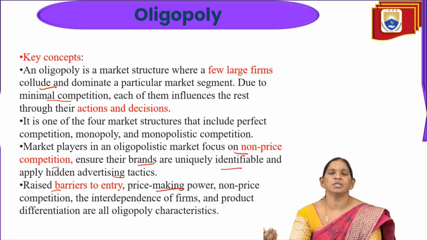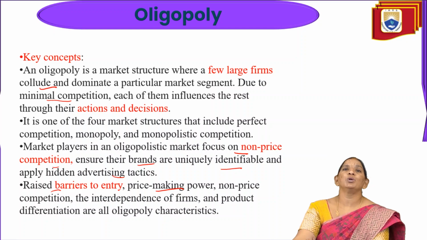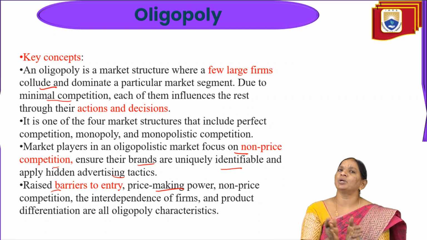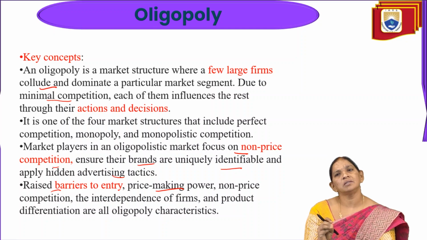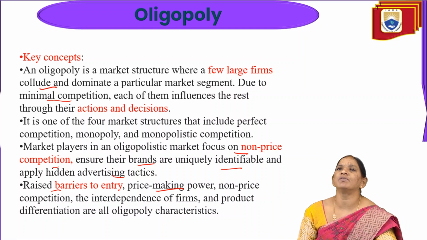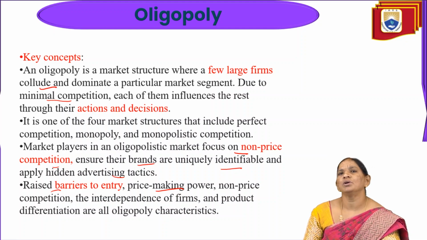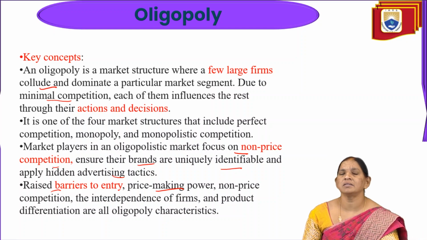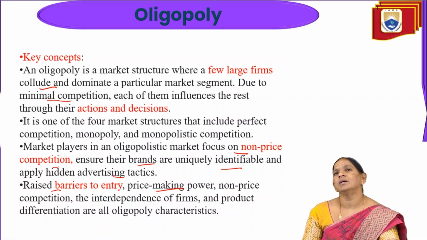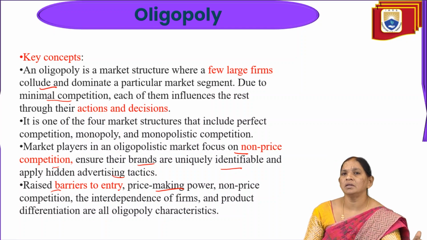As we know, these features, interdependence, non-price competition and product differentiation, we can also see in the case of a monopolistic market. Maybe the product satisfies the same want, but the features or characteristics will be differentiated from one to another. So the oligopoly market has distinct characteristic features. Based upon that, the companies will raise barriers or restrict other companies from entering the market.